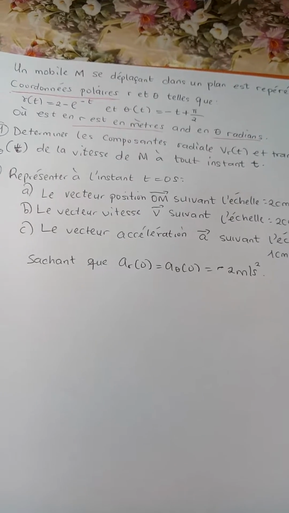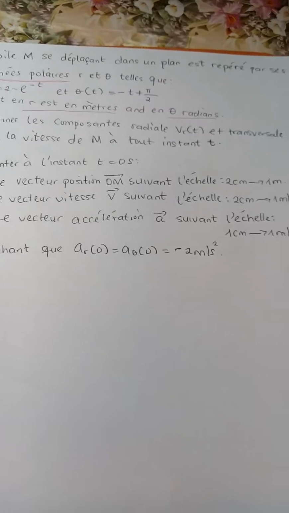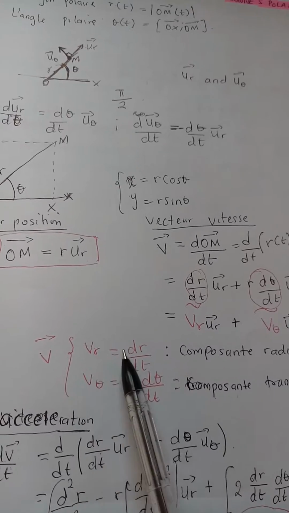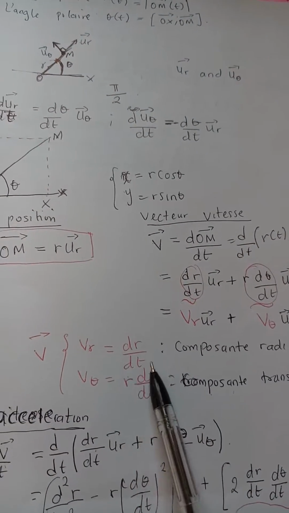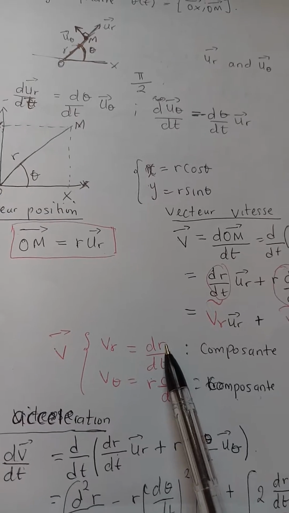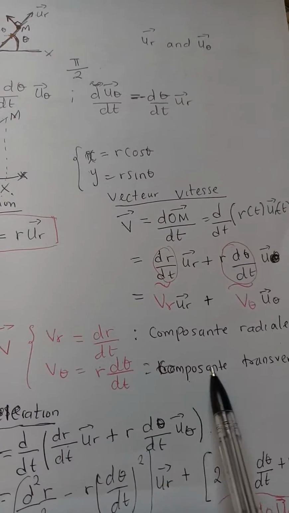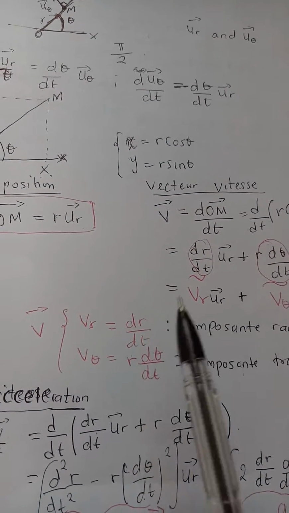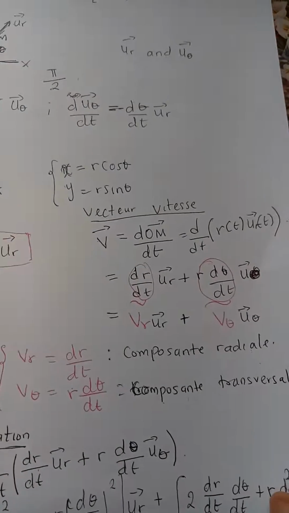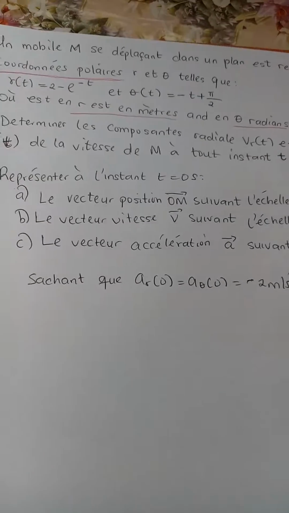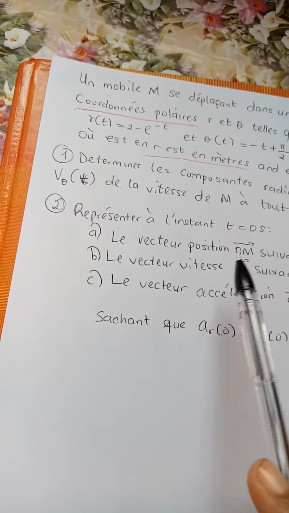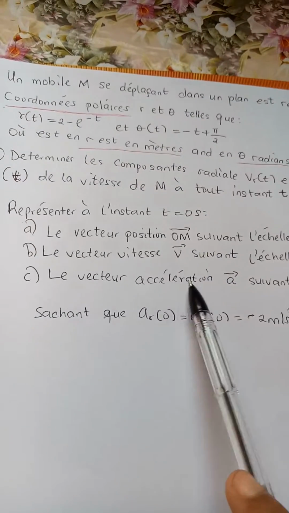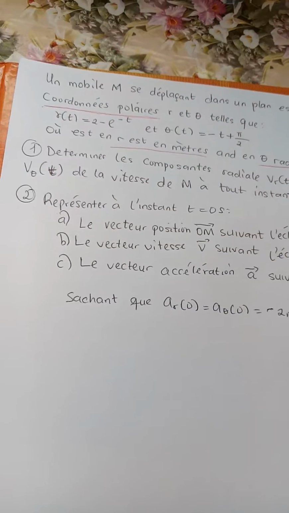So here we're asked to determine the composante radiale. Remember in our previous video, I'll bring it back so that we remember. We said VR is our composante radiale and it's gotten by deriving R. So it shouldn't sound bizarre. And then Vθ, the composante transversale, is gotten by deriving θ and multiplying it by your expression of R. So that's the composante transversale and the composante radiale. That's exactly what we are being asked to determine, the composante radiale VR de t and the transversale Vθ de t de la vitesse de M à tout instant t.